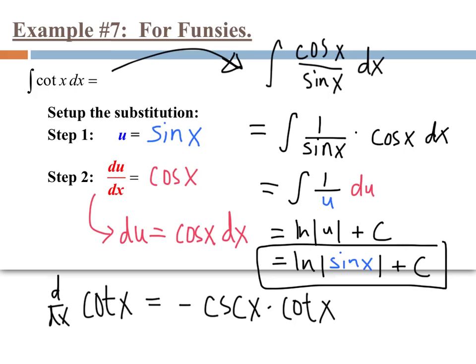I swear we've seen this before. Oh, go get your yellow cards, everybody. On the back side, there are 2 formulas. Check it out, everyone. Now you know why the integral of cotangent gives such a weird answer, the natural log of the absolute value of sine of x plus c.